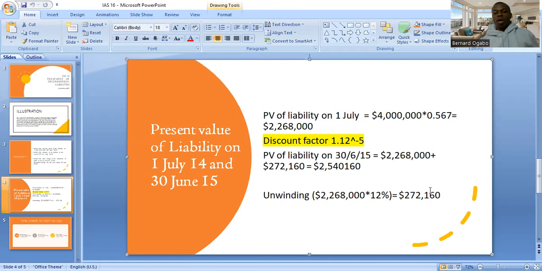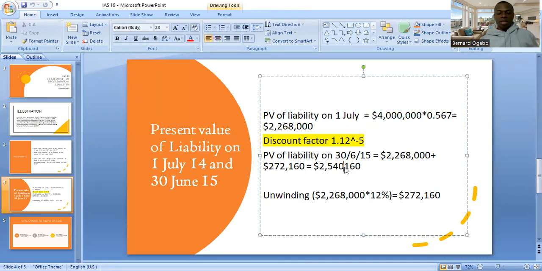So if the unwind cost is 272,160, and you add it to 2,268,000, that gives you 2,540,160. This is the liability at the end of year 1. So on 30th June 2015, this is what you're going to charge to the statement of financial position as the provision for decommissioning liability: the liability amount at the beginning plus the unwinding of the cost after year 1. So if we go to year 2, you need to unwind it again.